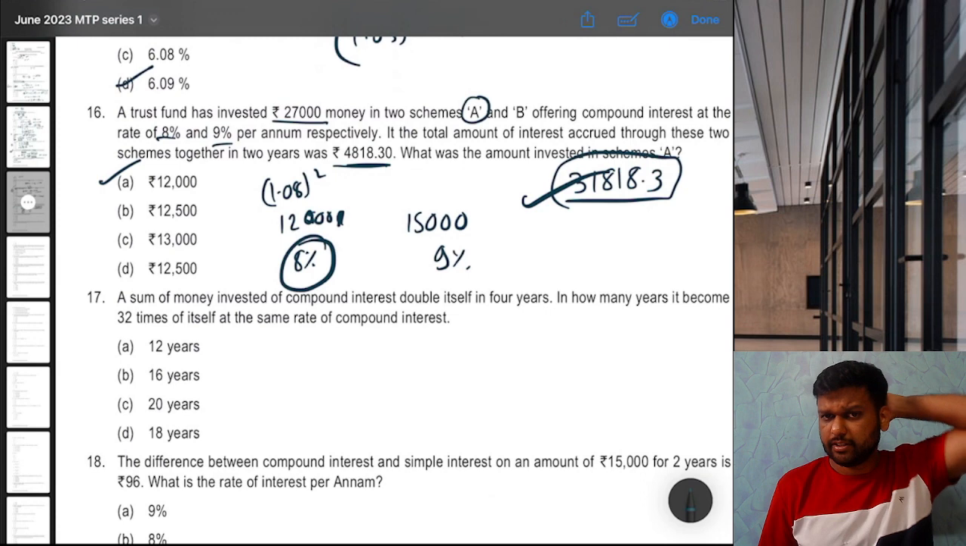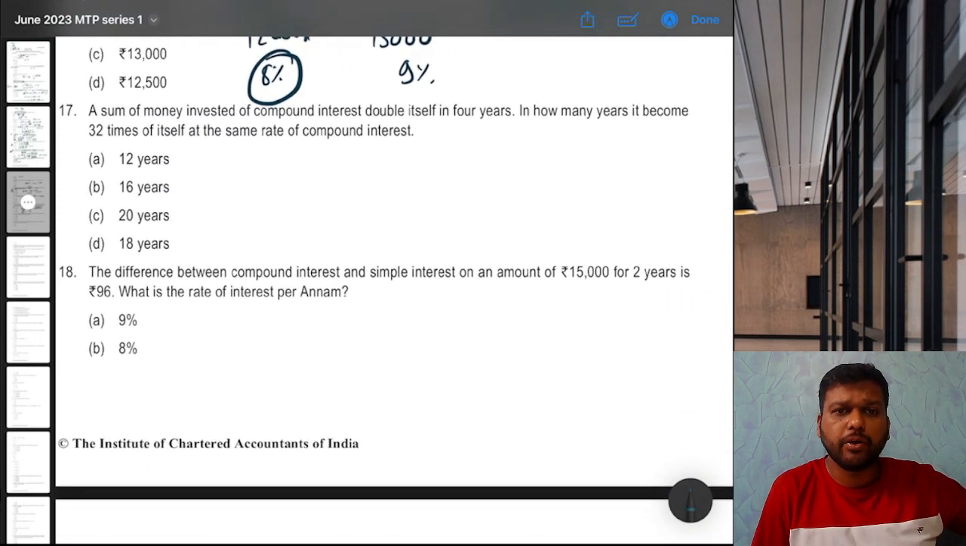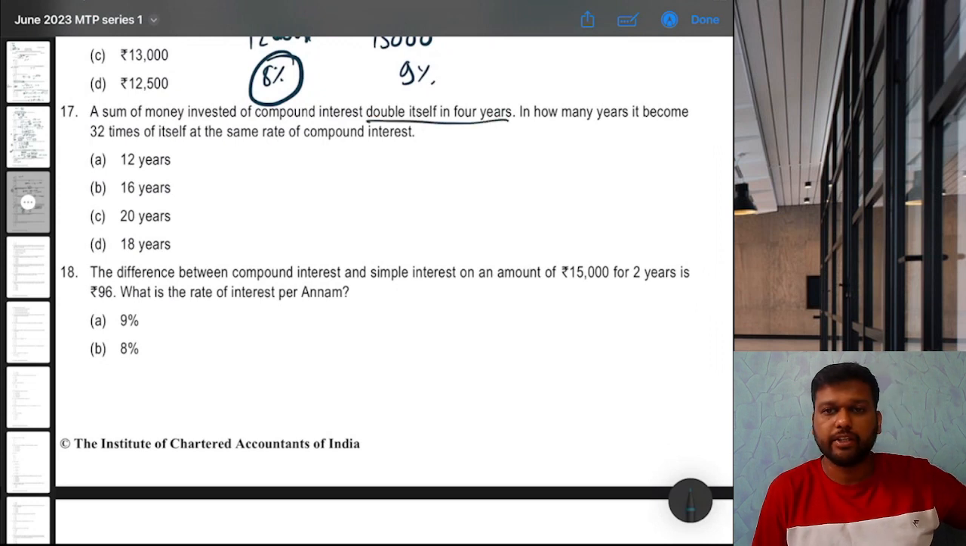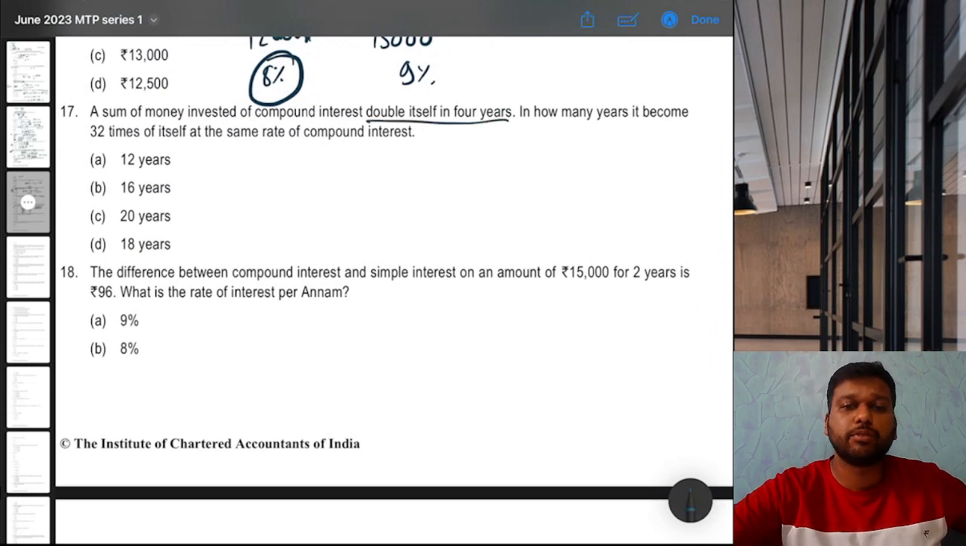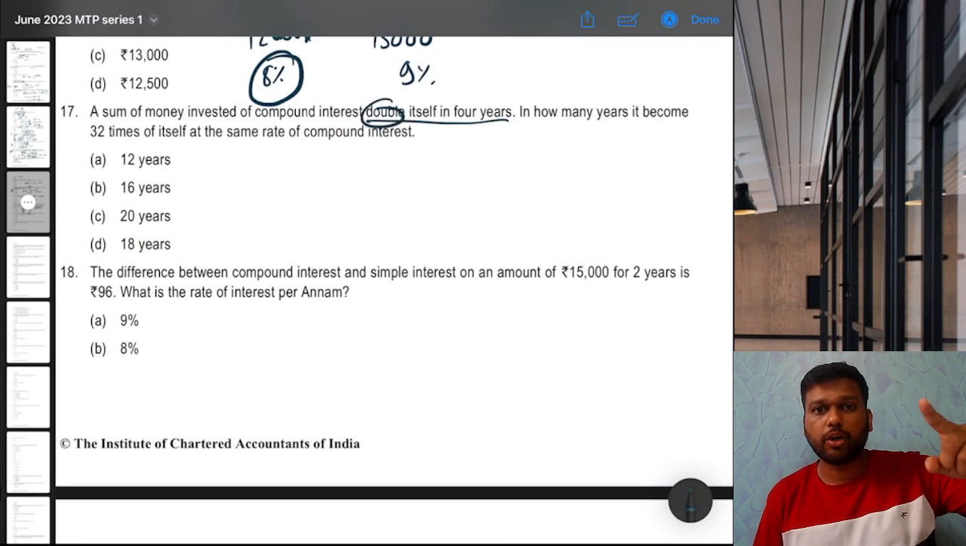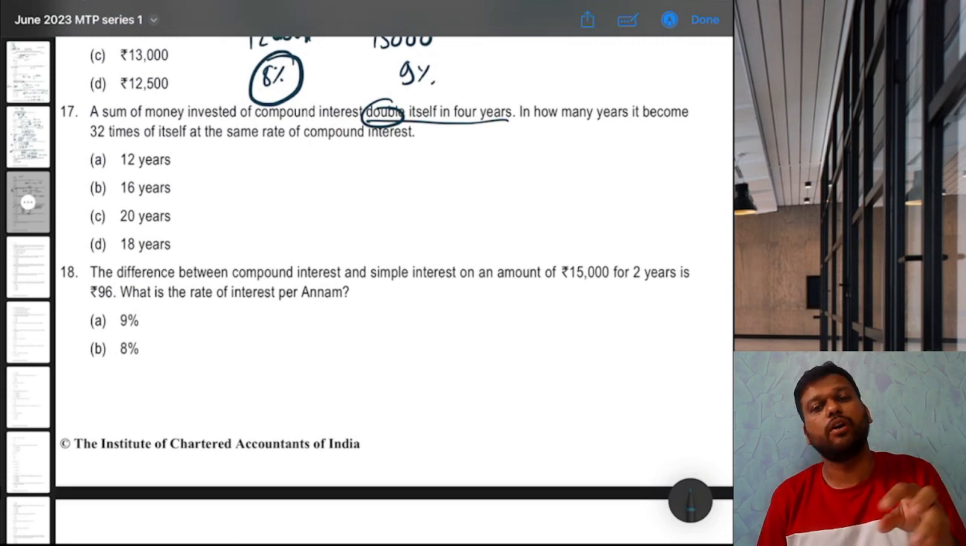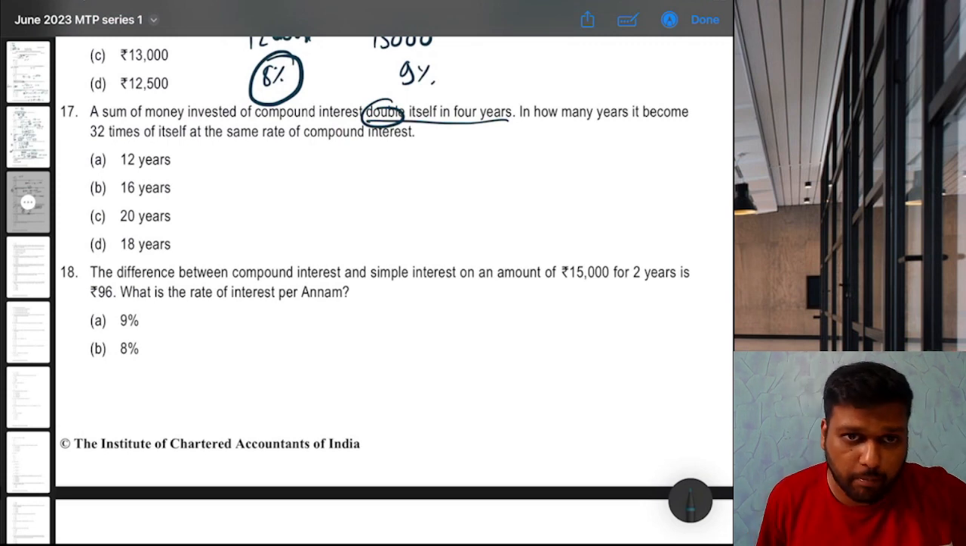So A is the correct answer. Okay. Next, a sum of money invested at compound interest doubles itself in 4 years. In how many years will it become 32 times of itself at the same rate of compound interest? Okay. For doubling, there is a shortcut which I have explained in different videos. Number 72 is called the magic number for compound interest.